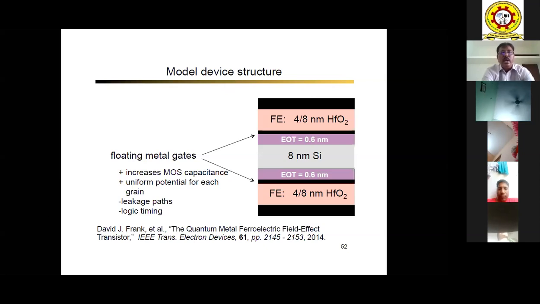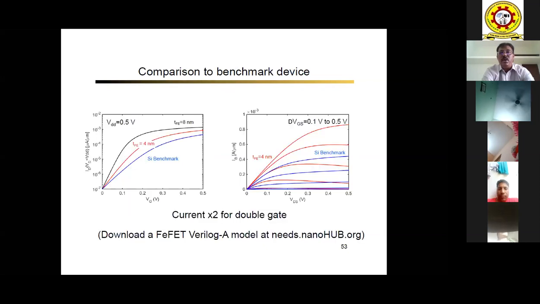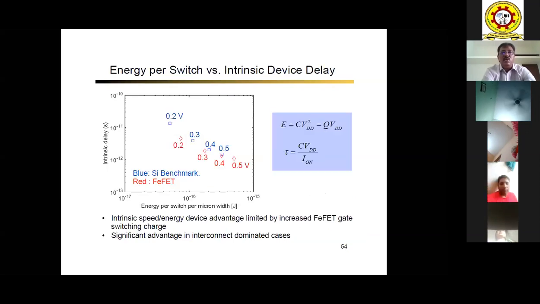And again, when you are going for ferroelectric materials to improve the capacitance of the gate and all those things, then you need to have a comparison to benchmark devices. And these are the benchmark devices, and it's a ferroelectric FET. Okay, Verilog models can be downloaded from this website, and the results can be compared with your findings in order to show that we have done a considerable amount of research.